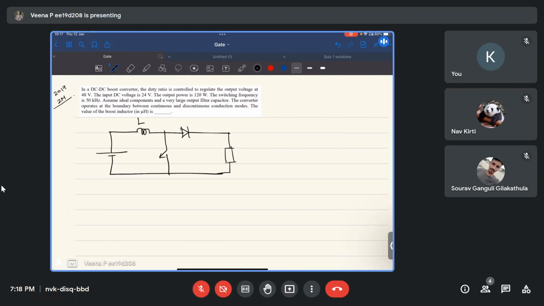So here it is given that the input voltage is 24 volt and the output voltage is 48 volt. So we know for a boost converter, the output voltage is input voltage by 1 minus D, where D is the duty ratio. So in this case, your output voltage is 48, input voltage is 24 by 1 minus D, your duty ratio will come out to be 0.5.